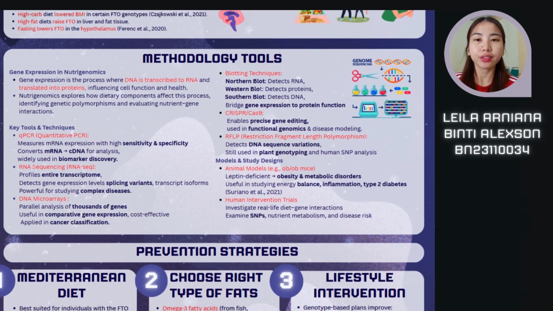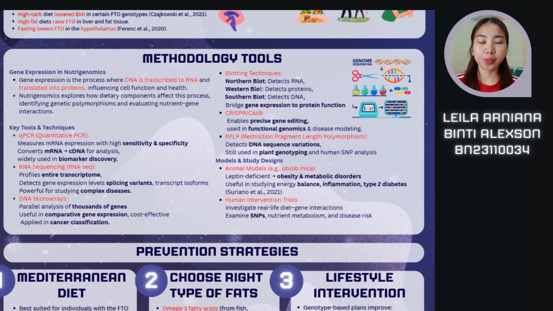Today, I'll be presenting the role of nutrigenomic methods and how they are applied to better understand the link between diet and gene expression, especially in the context of obesity and metabolic health. Molecular nutrition is a fascinating area of research that focuses on how nutrients interact with our genes and how these interactions can influence health and disease. One of the key aspects in this field is gene expression, which refers to the process where genetic information is converted from DNA into RNA and ultimately into proteins that carry out specific functions in our body.